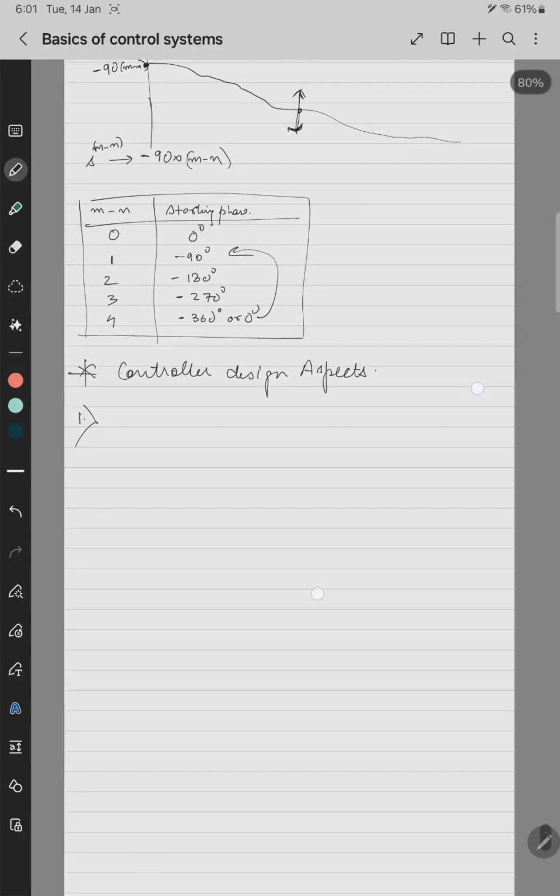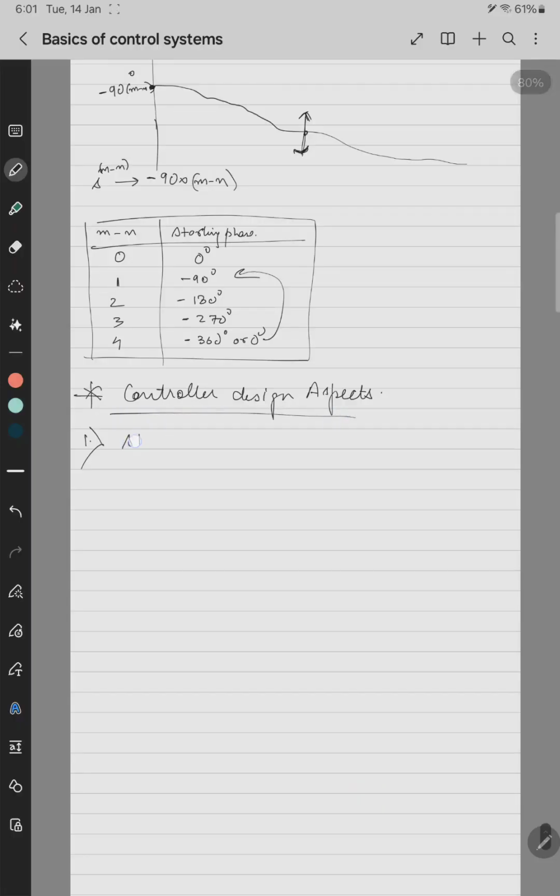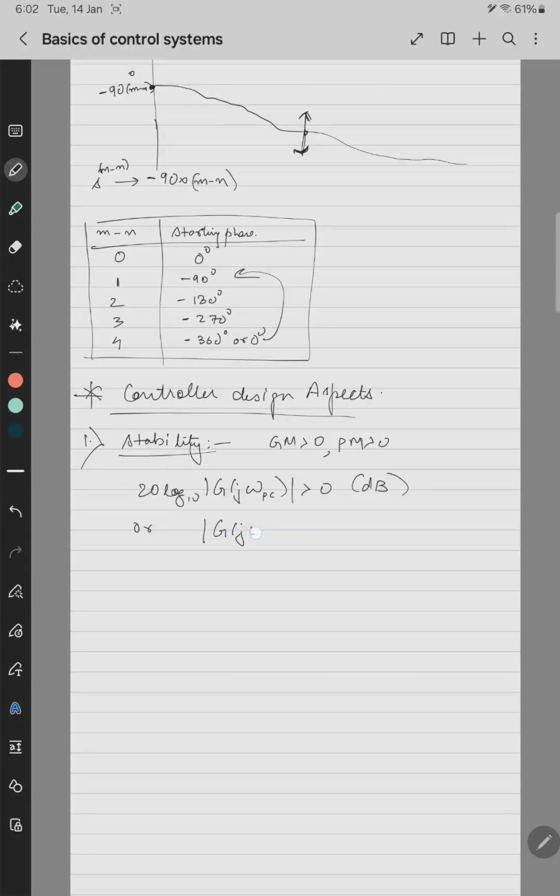As usual, it means the same three aspects which we saw in the time domain. First is stability. For stability, gain margin should be positive and phase margin should be positive. Gain margin is 20 log base 10 of mod of G of j omega at the phase crossover frequency. This has to be positive, or in absolute terms, mod of G of j omega pc has to be greater than 1.